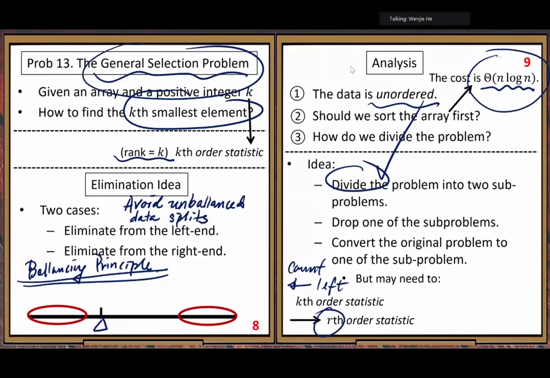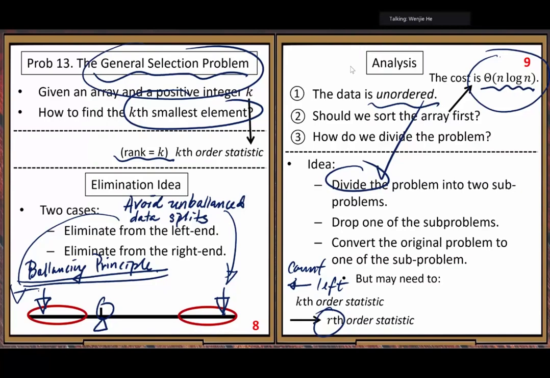So what are unbalanced data splits? Your split point is too close to one of the two ends. That's the unbalanced splitting position. So we want to avoid extremal or near-extremal unbalanced splits. That's the idea. How to make that happen?